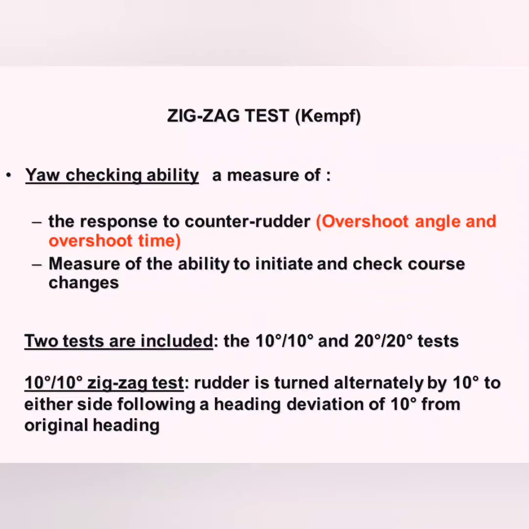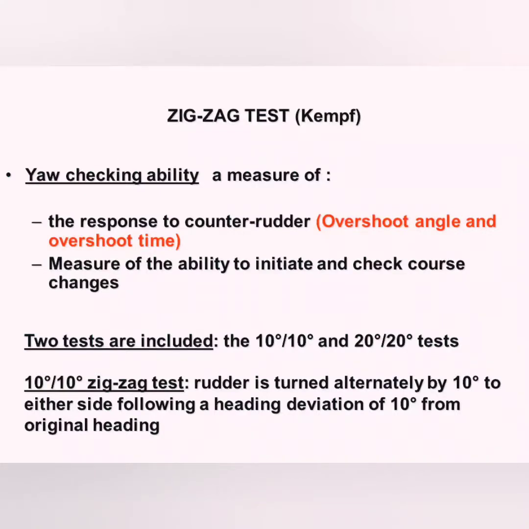rate of turn. Thus, yaw checking ability is a measure of the response to counter rudder, the overshoot angle and the overshoot time, and a measure of the ability to initiate and check course changes. There are two kinds of zigzag test. One is called 10 by 10 degrees and the other 20 by 20 degrees. These angles are the measure of the rudder angle which is given on either side.